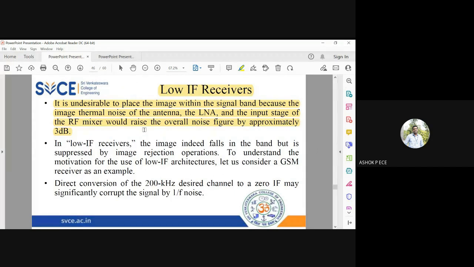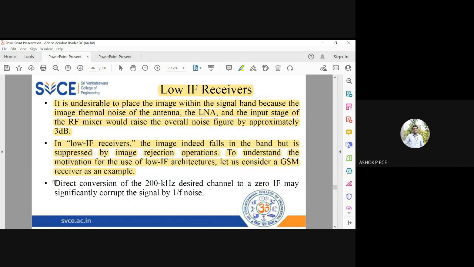The image will fall in the band, but it's suppressed by the image rejection operation. Low IF means the IF will be very close to your RF. So the image will be there in your system, but by using appropriate signal cancellation techniques, we will ensure that this image rejection happens.